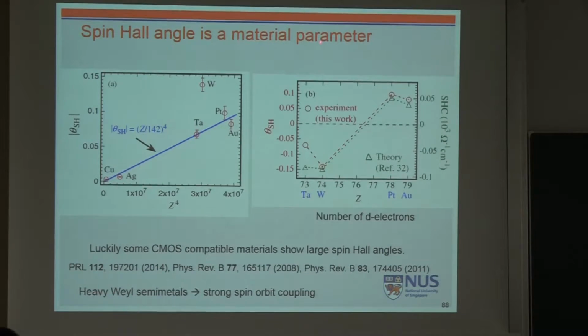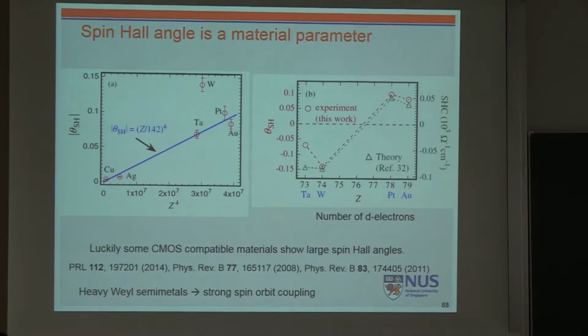And this material parameter is a spin-orbit coupling phenomenon. Basically, the spin-Hall angle is proportional to Z to the 4th. So if you look at copper, it has a very small spin-Hall angle, and tantalum or tungsten gives very large values.